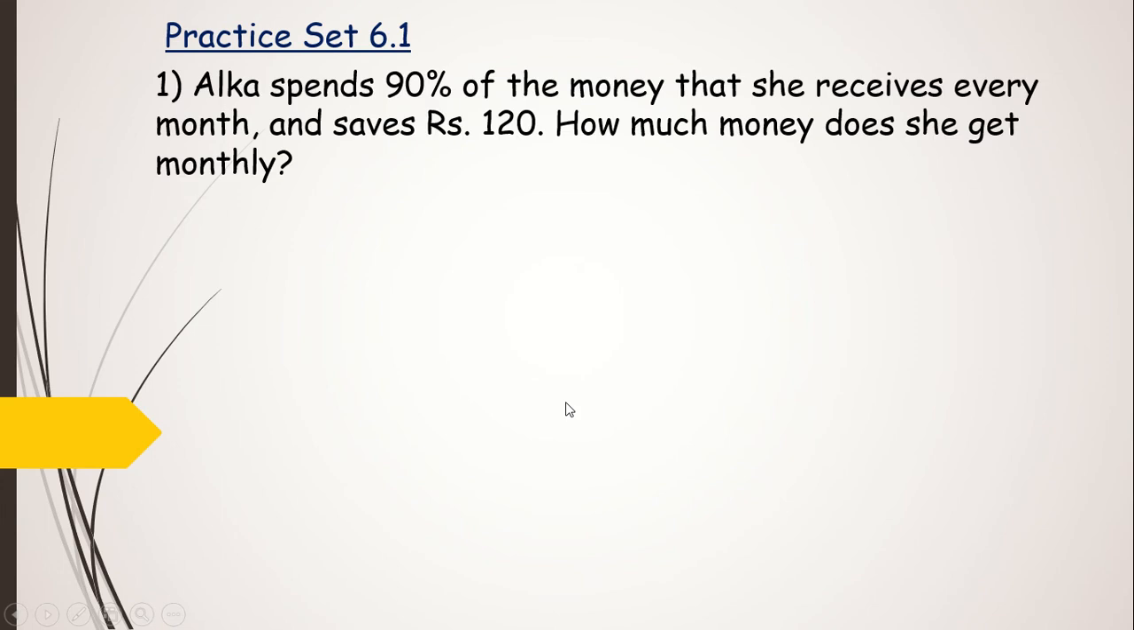Here we are going to need the knowledge of percentage basically. So always remember, whenever we have a percentage, here we are having 90%. Percentage means out of 100. So 90% can also be written as 90 upon 100.